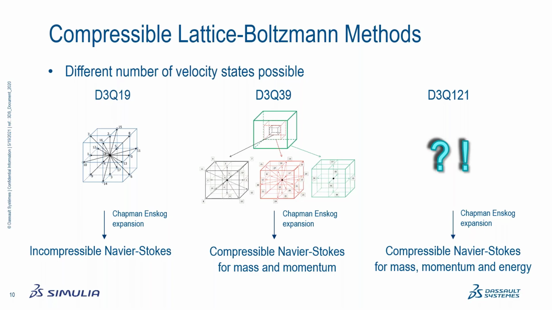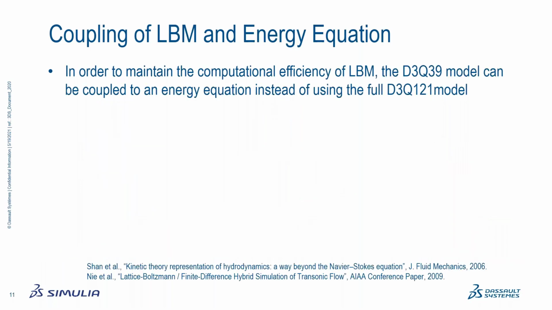However, as you can already see here, by increasing the numbers of states from 19 to 39 to 121, the computational cost of the method would grow very much and we would lose the advantage. So what has been developed is the following hybrid approach, and that is basically coupling an LBM momentum solver with an energy equation. So in order to maintain the computational efficiency of the lattice Boltzmann method, the D3Q39 model can be coupled to an energy equation, as I said, instead of using the full D3Q121 model.